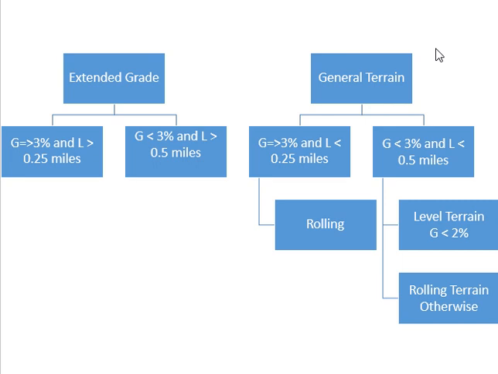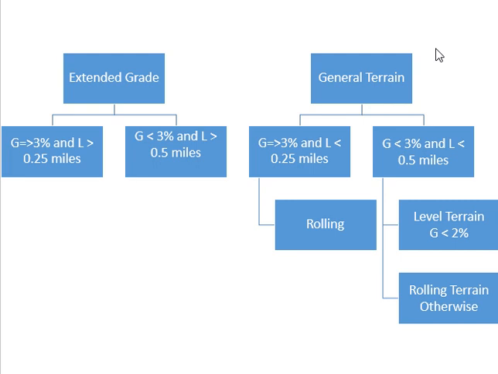Okay. Let's say my gradient is 4% and my length is 1 mile. So 4% means I am on the middle one, right? And my length is 1 mile. Do I fulfill the condition or not? I fulfill the condition, right? So I have extended grade. Okay, clear?